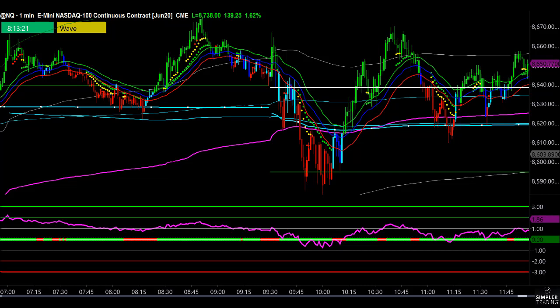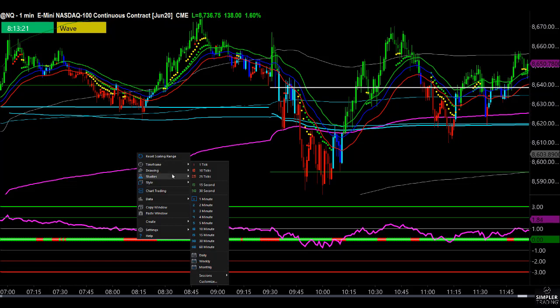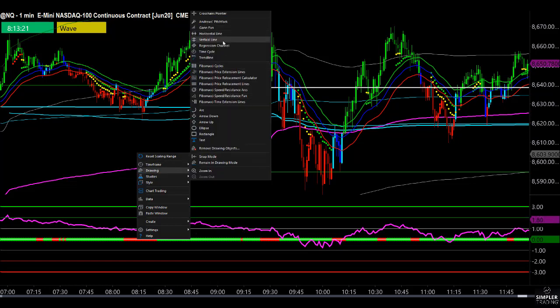So here's one of the processes that we're going to talk about right now, and that is looking at an initial balance breach. Now, what is the initial balance? Let's define that first. It's really simple.